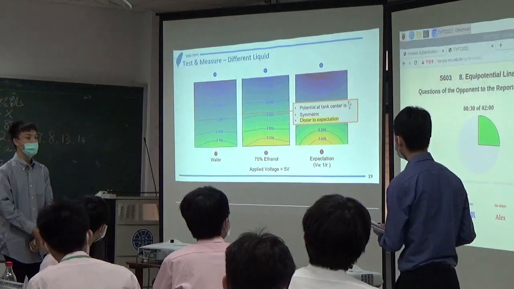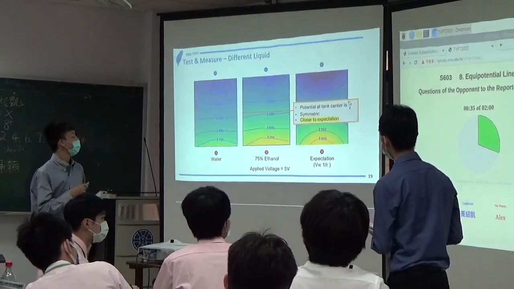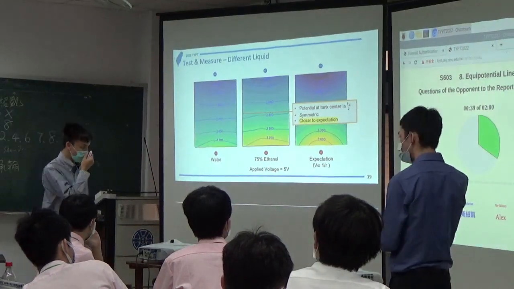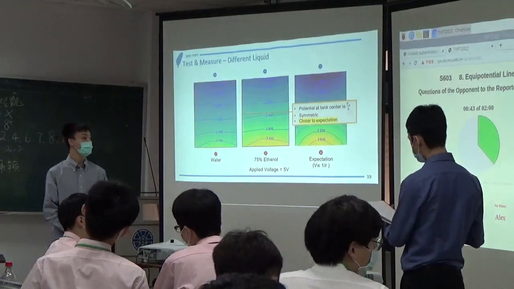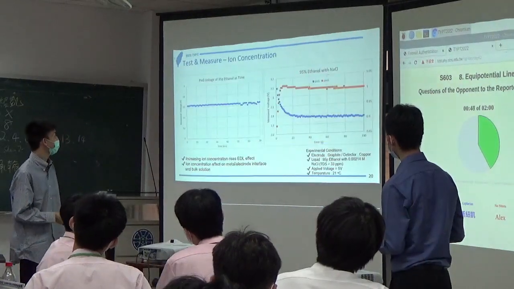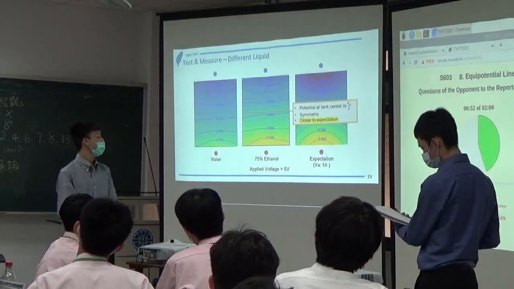It seems like you ignored the Z direction equipotential lines? Yes, we are doing the contour plot for the horizontal distribution of... okay, we'll talk about that later. You don't seem to have any error bars in the graphs. Yes, no, I don't see any error bars.